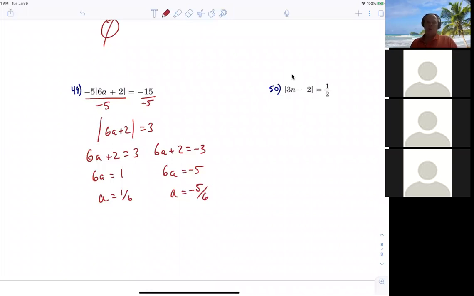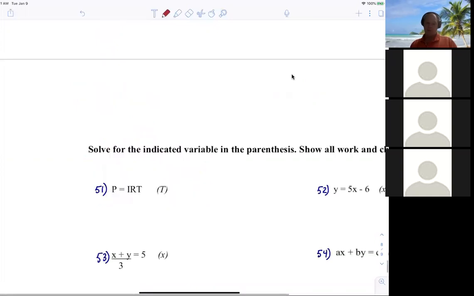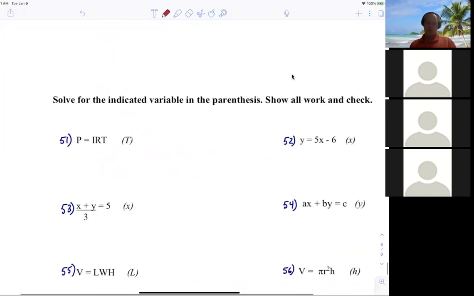Still, anybody have any questions? All right, before we do our last little bit of work here. Now here, we're just solving for variables. Again, most people are very good at this stage of the game, but I just want to review and make sure, okay?